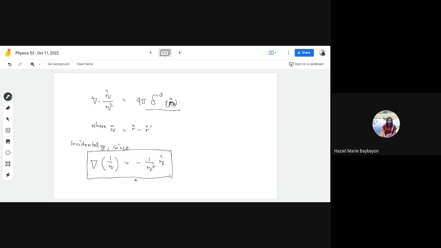Okay? So it follows that the Laplacian of 1 over R is equal to the negative of 4 pi times the three-dimensional Dirac delta function.